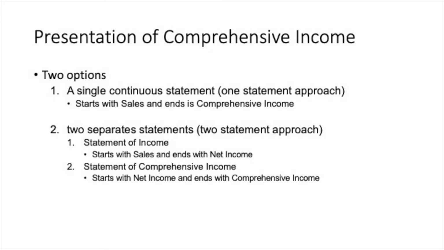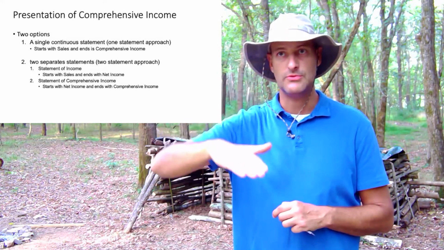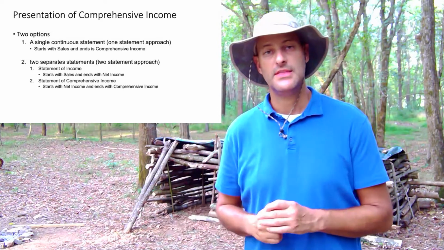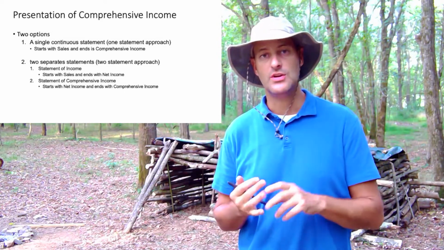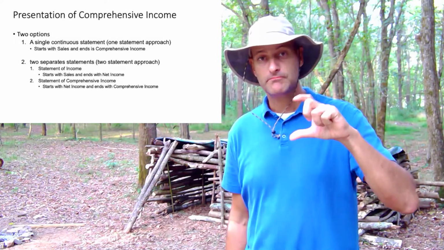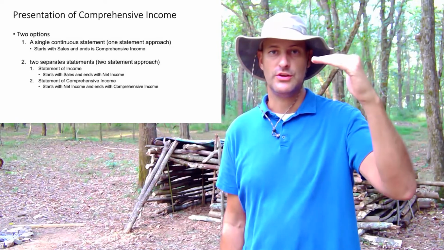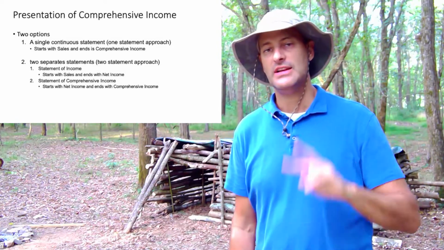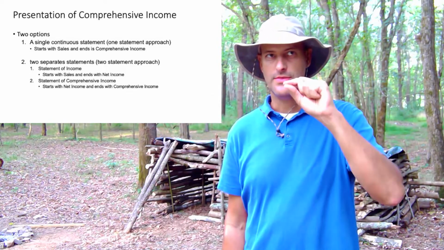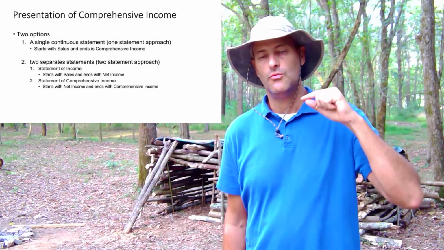There are two ways to present other comprehensive income. One, a single continuous statement. So this is a one statement approach. You start with revenue, you end with comprehensive income. Net income is right in the middle of that whole statement. That's a single statement. You can have two separate statements, in which case you have your income statement, which starts with revenue or your sales and ends with net income. And you have a second statement called the statement of comprehensive income. It starts with net income and it ends with comprehensive income.